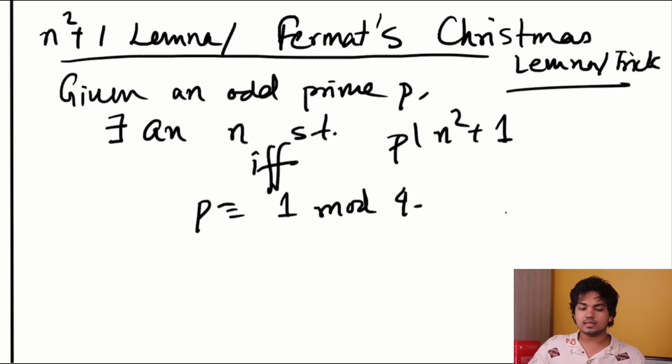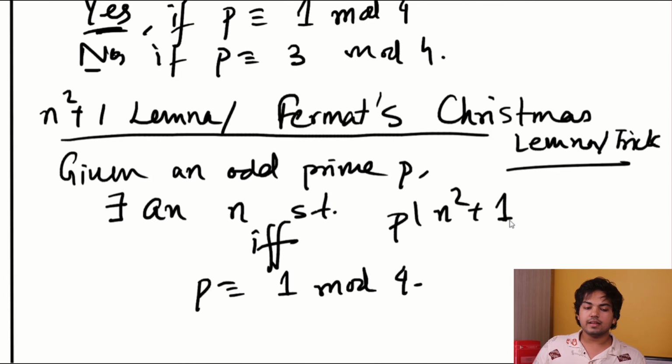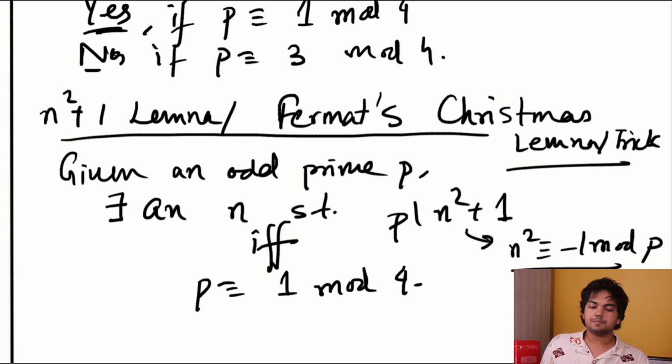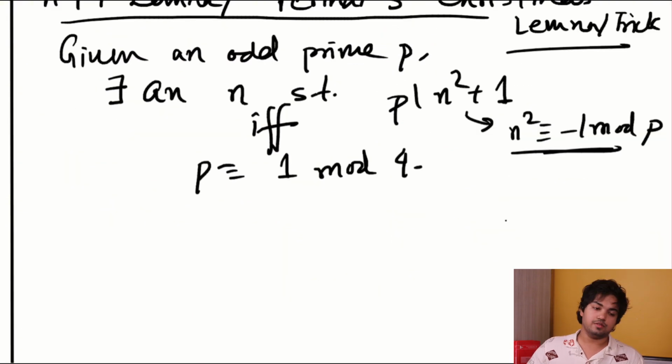And you see why this is equivalent to what we saw. p divides n squared plus 1 is the same thing as saying n squared is congruent to minus 1 mod p. This is just a rearrangement. One direction of this, the harder direction, requires primitive roots, which we'll not see today. It's for a later video. But the easier direction requires orders.